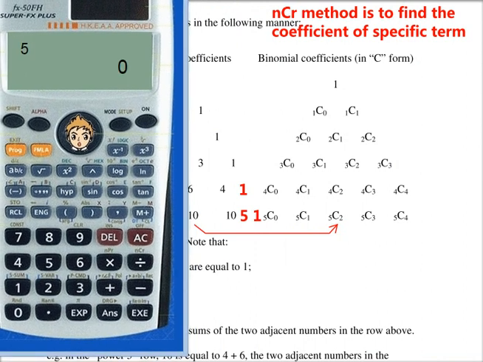5C2 is 5 here, and then C is over this one. It's a shift, over sign, and then 2. Got it? And then which is 10. Once again, how about 4C2? 4 and then shift, over sign, 2. Shift divide sign, and then we have 6. This is a method to help you to find the specific term's coefficient.